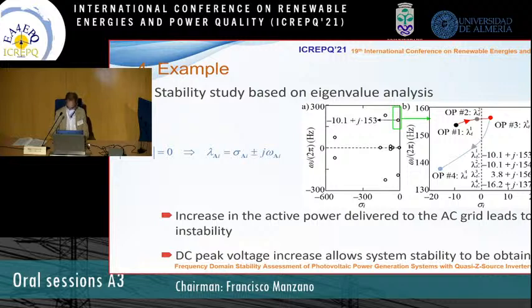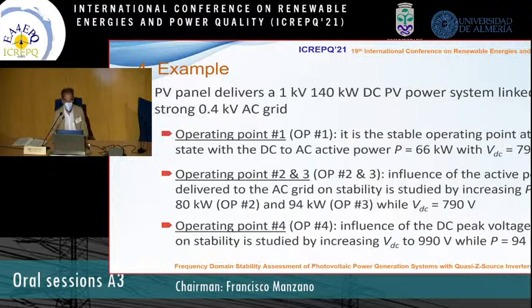We are going to study 4 operating points. The first one is the stable and the reference operating point, where power is delivered from the DC to the AC grid of 66 kilowatts with a DC voltage of 790 volts.